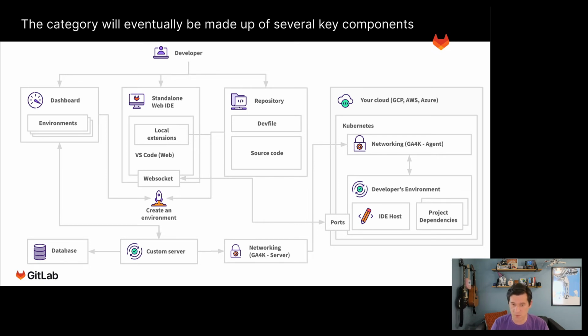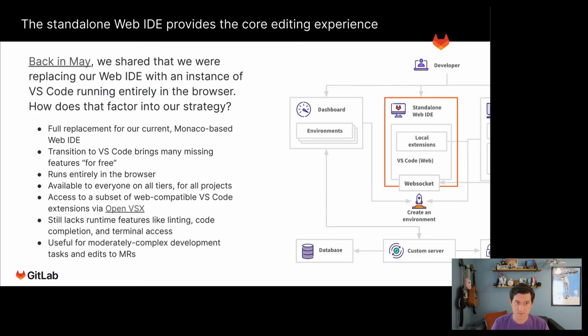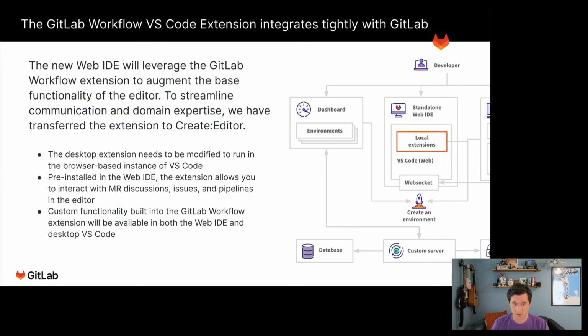Generally speaking, this is not a very technical architecture diagram, but this is how all the things kind of connect together. And I want to run through a few components real quick. First of all, as I mentioned, the standalone web IDE that we're working on replacing the existing Monaco-based web IDE with a VS Code-based instance that runs entirely in the browser. You'll have access to extensions, including our own GitLab VS Code extension, GitLab Workflow. And from there, you will also have the ability to connect to a remote host.